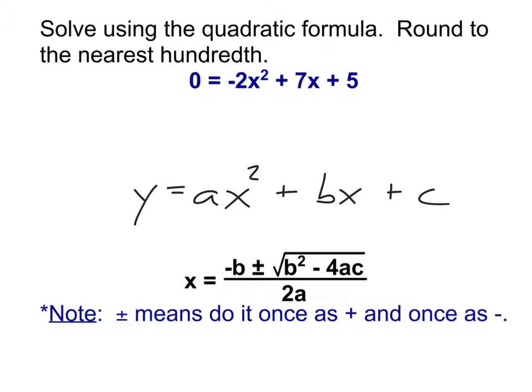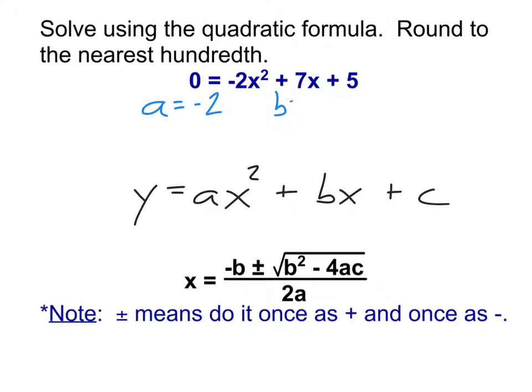And so, if I want to know what the a value is here, notice that's the number that is multiplied by x squared. In this case, that means it's got to be this number right here. The one in front of x squared is negative 2. So a is negative 2.